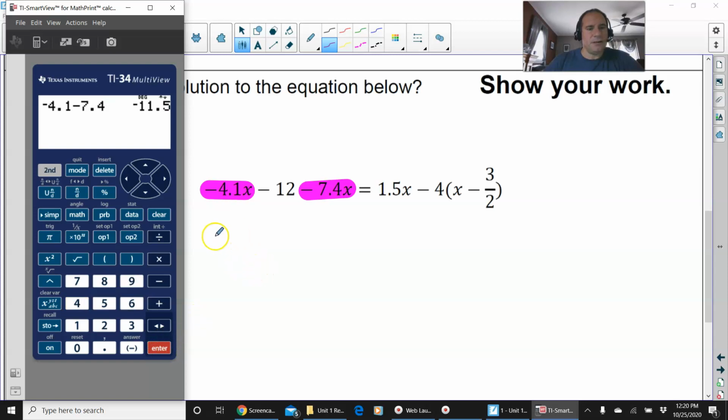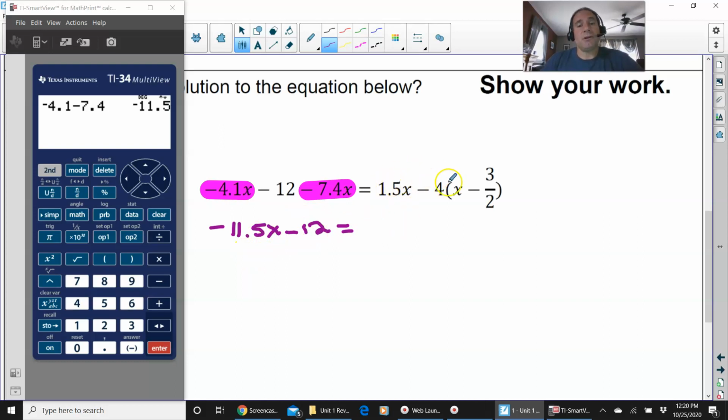And you press enter, you get negative 11.5x minus 12. Do you see there's 2 terms on that side? There's nothing else to do. You can't combine like terms. There are no like terms. So you can't combine terms. You're ready to go to the other side and start working on it.